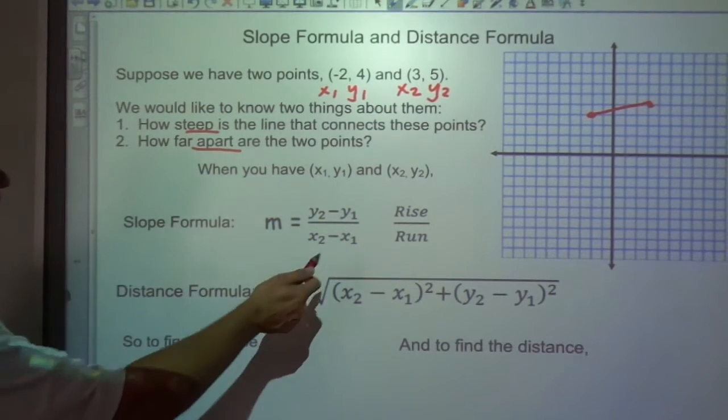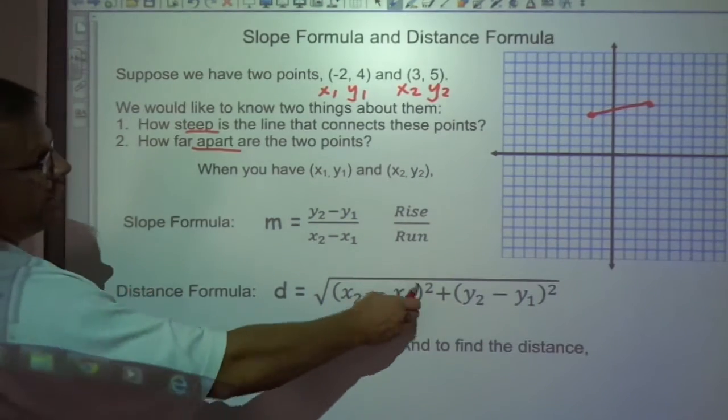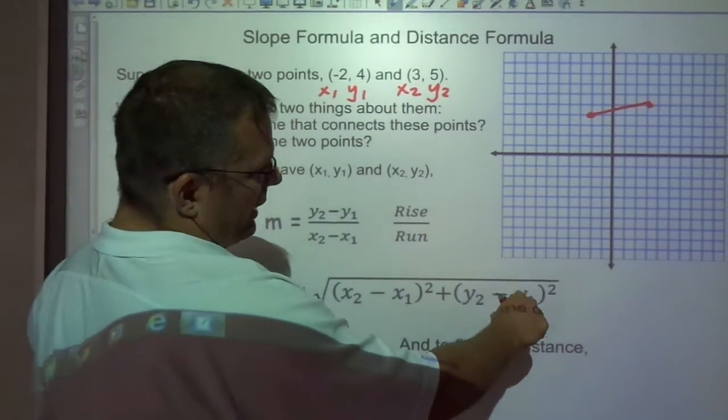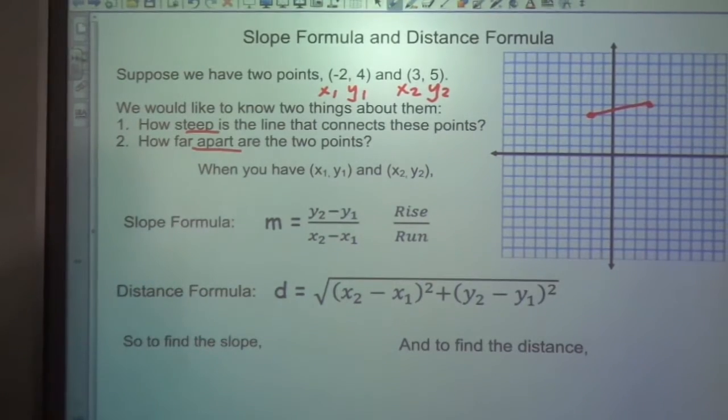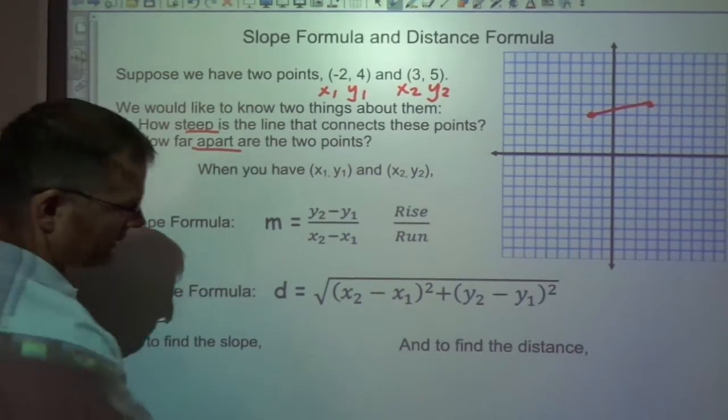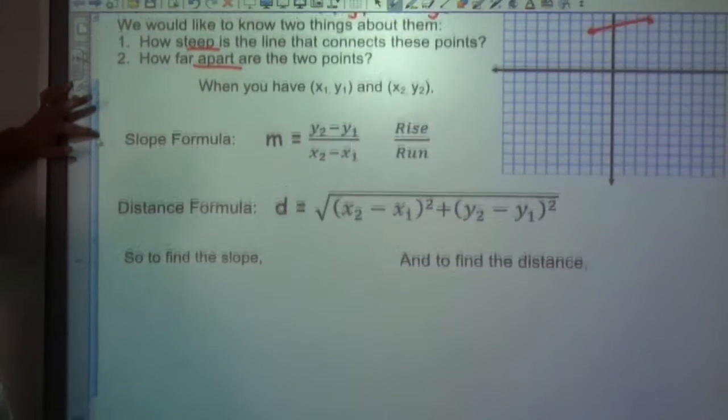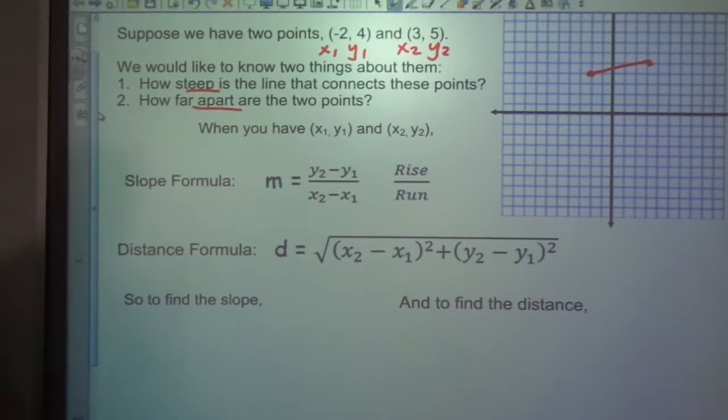The distance formula also uses these, and you can copy this one down. It's the square root of x2 minus x1 squared plus y2 minus y1 squared. It comes from the Pythagorean theorem. So let's look at this example and see if we can calculate the slope using our formula.